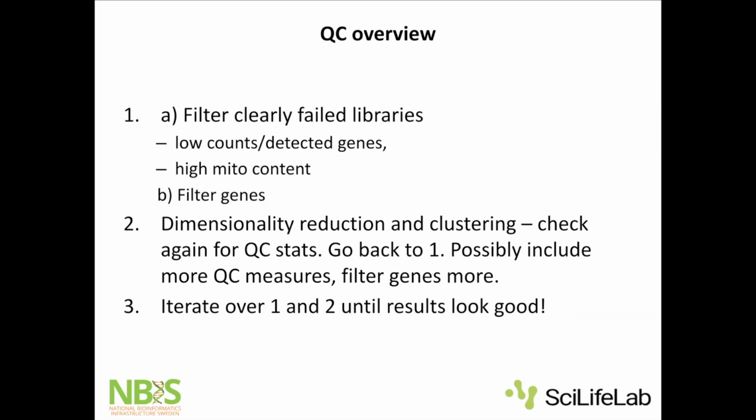So that sort of wraps up the QC. Start with filtering clearly failed libraries. It's better to not filter too strictly in the first round. Do some gene filtering, and then do the first parts of the analysis. Then visualize your QC stats per sample onto UMAP and so on, and see what issues you have. And maybe you see, I have this low quality cluster that pops up, or these streaks of doublets or whatever. And then you go back and you do even more filtering.